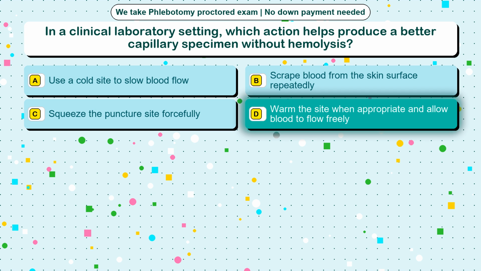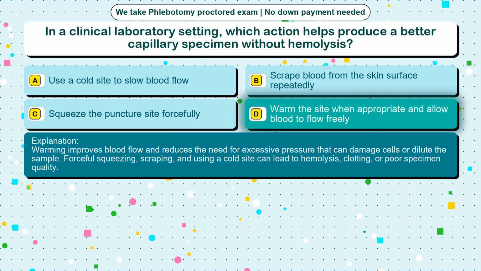The correct answer is option D, warm the site when appropriate and allow blood to flow freely. Warming improves blood flow and reduces the need for excessive pressure that can damage cells or dilute the sample. Forceful squeezing, scraping, and using a cold site can lead to hemolysis, clotting, or poor specimen quality.